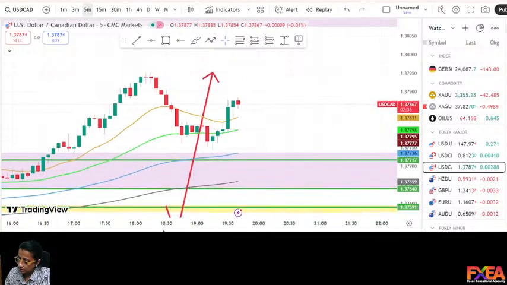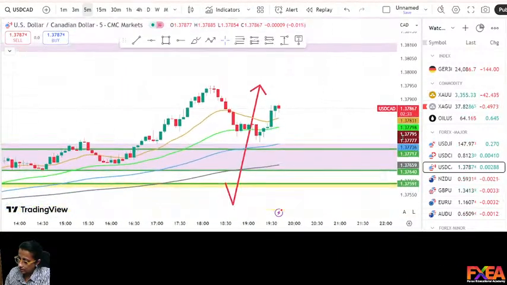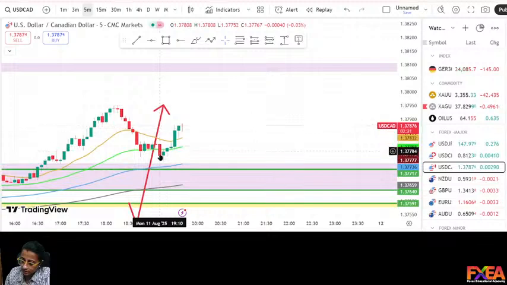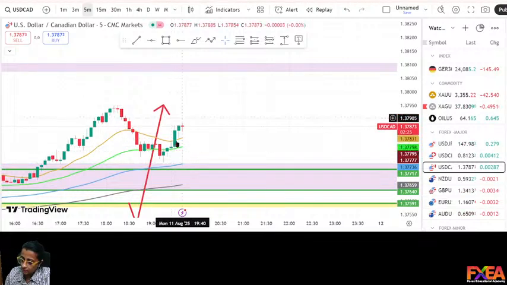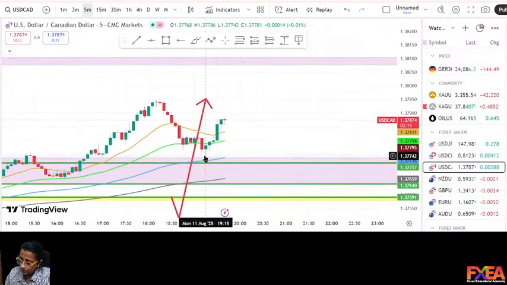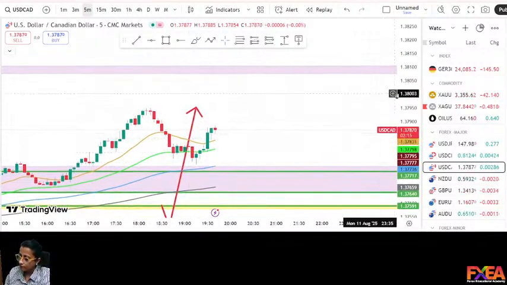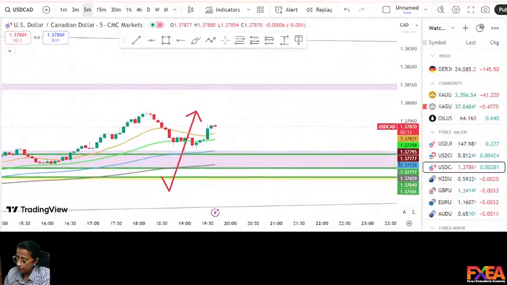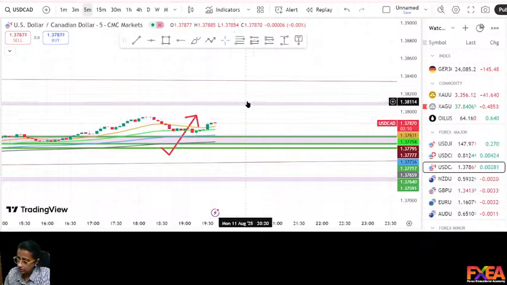Similar for USD CHF, as well as let me see what is happening with USD CAD. Yes, USD CAD is right now respecting the dollar index direction. USD CAD is also above this zone. If anyone had taken the trade here, they would be profiting right now. But my target is this, which is a long target here.